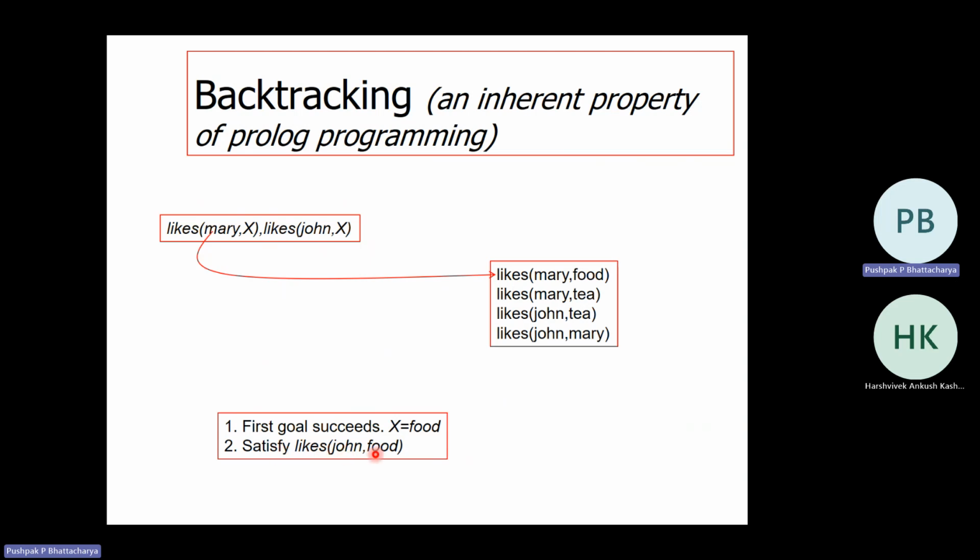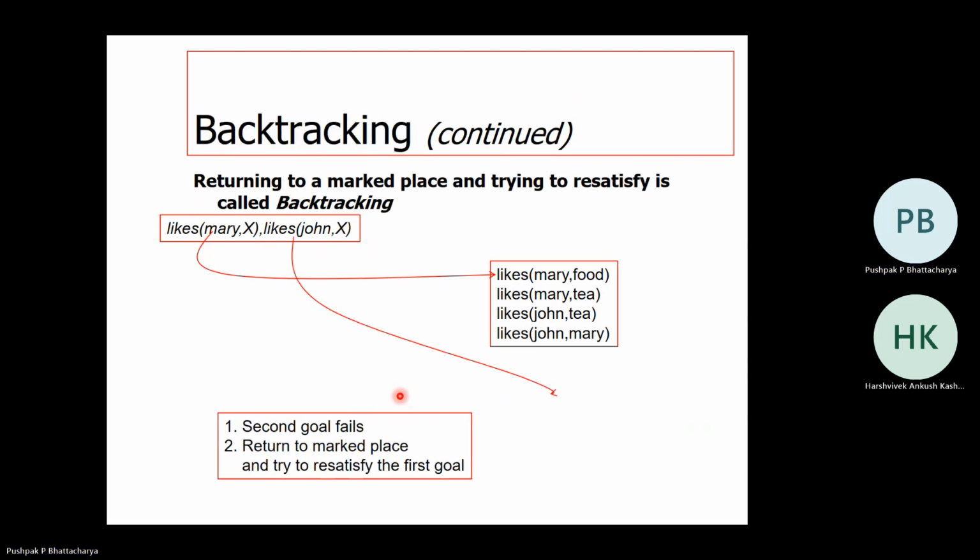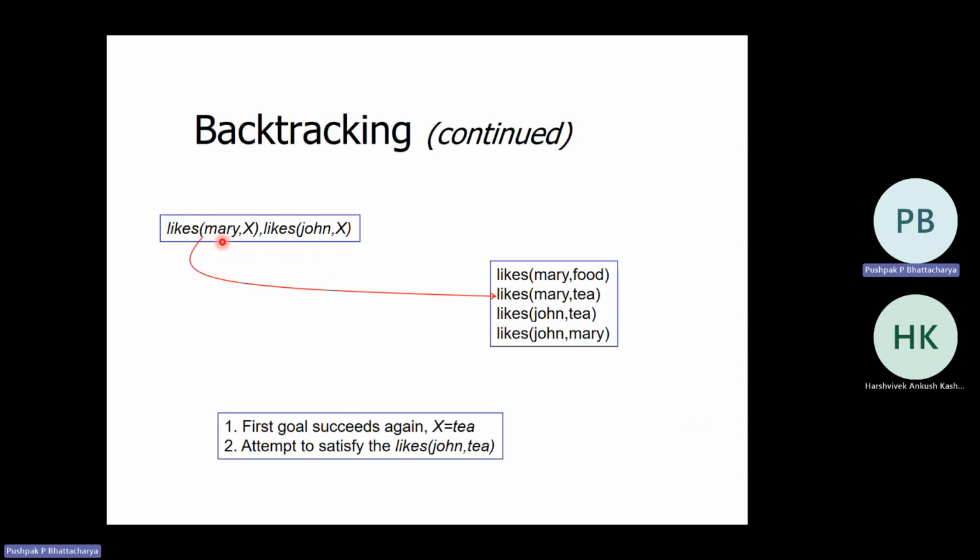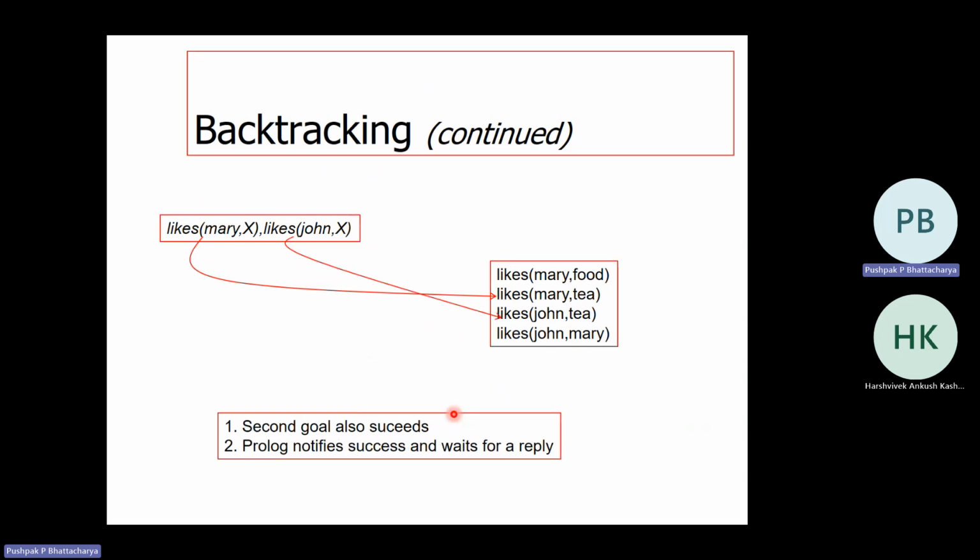X is equal to food and likes(john, food) will fail. So likes(john, food) has failed. Second goal fails, return to the marked place and try to resatisfy the first goal. Now X will get bound to tea, likes(mary, tea). Now likes(john, tea). So X is tea. Likes(john, tea) also gets satisfied, so both the goals are satisfied. Now the answer will come out as X equal to tea.